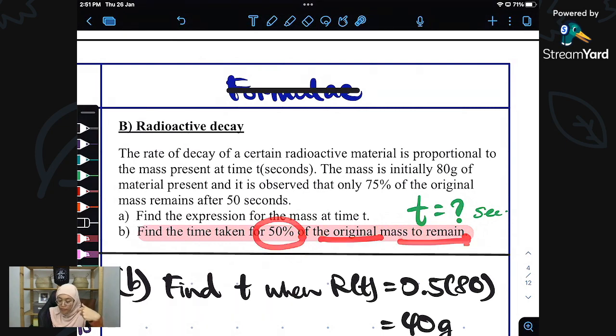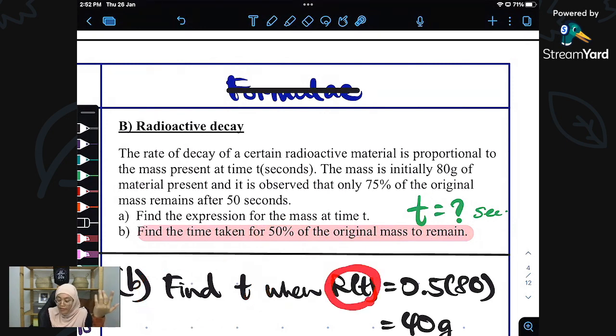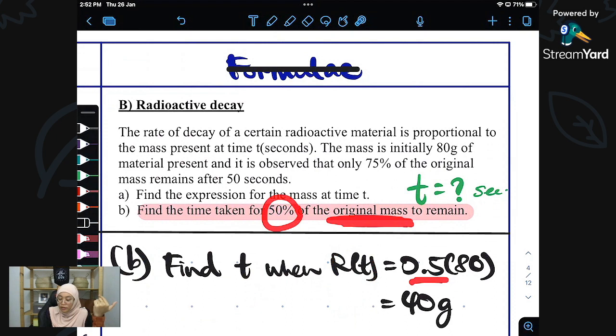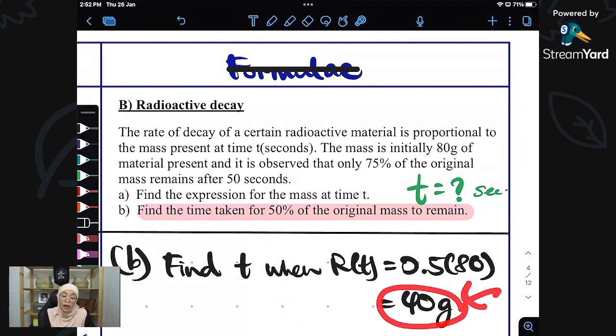Apakah selebihnya berat radioactive material tersebut? Tapi dia kata 50% of the original mass to remain. So apakah selebihnya lah? Jadi kita kena cari the value of t when the mass of the radioactive material is 0.5, which is the 50%, times with the original mass. Original mass is the 80 gram kan? So we got 40 gram. So kita kena cari apakah masanya di mana mass of the radioactive material is 40 gram.